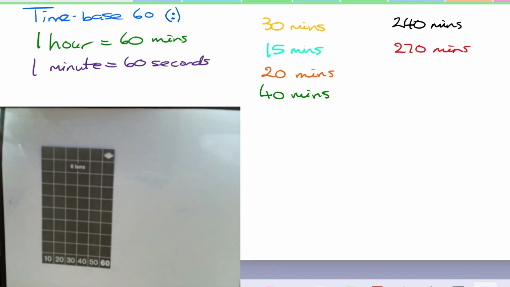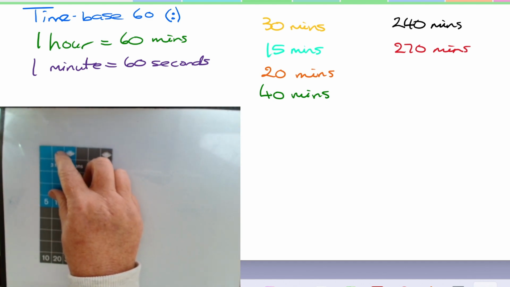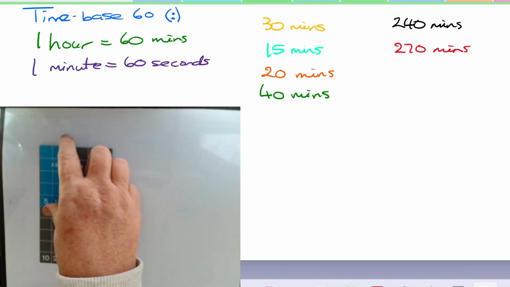Likewise, if I've got 15 minutes, you can see there that 1, 2, 3 and the 4, that is a quarter of an hour, and you can actually picture 3 lots of 5 minutes ticking by, that would be a quarter.